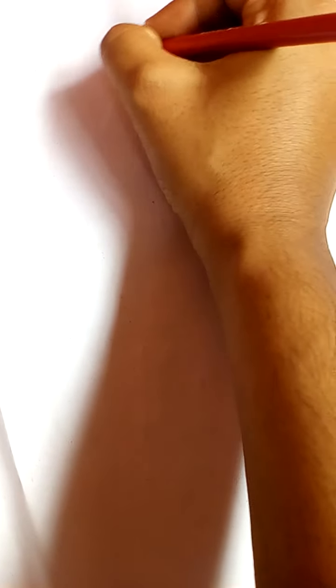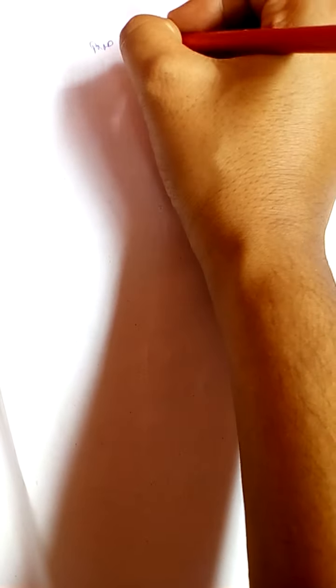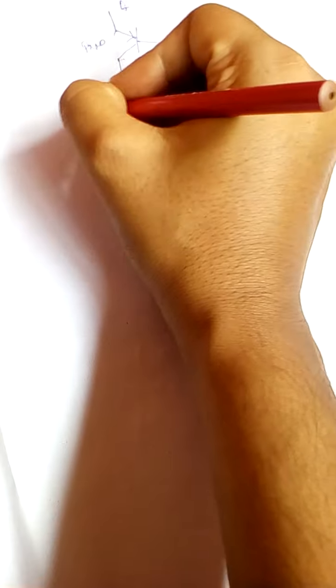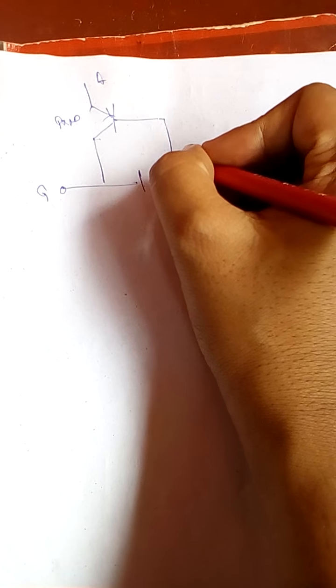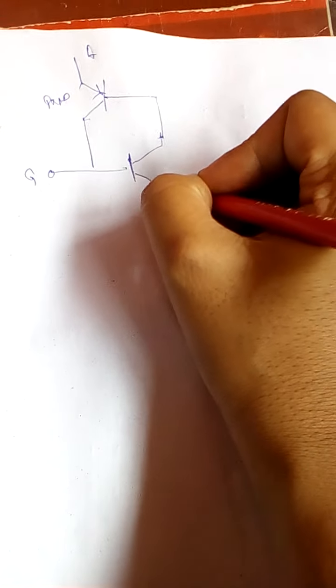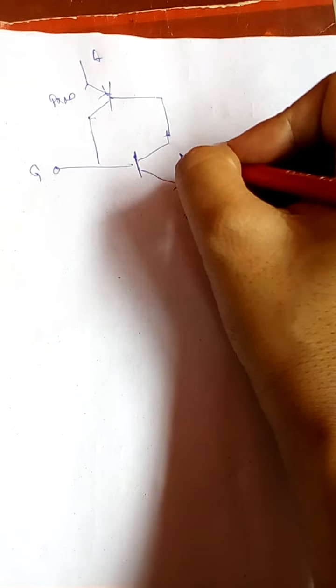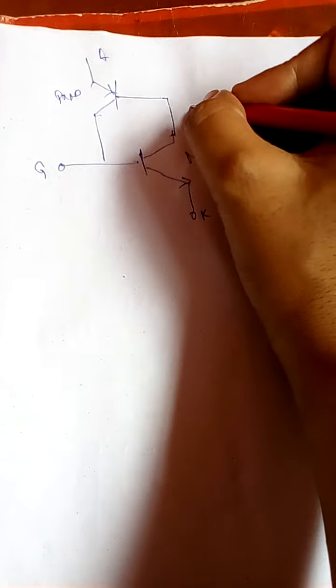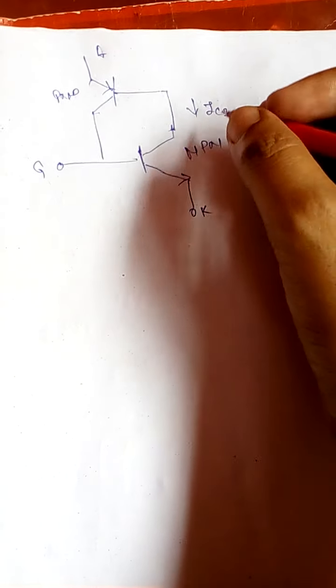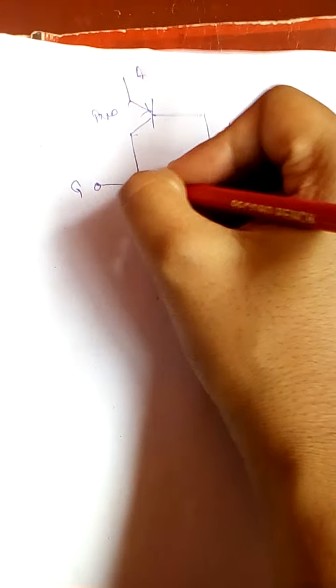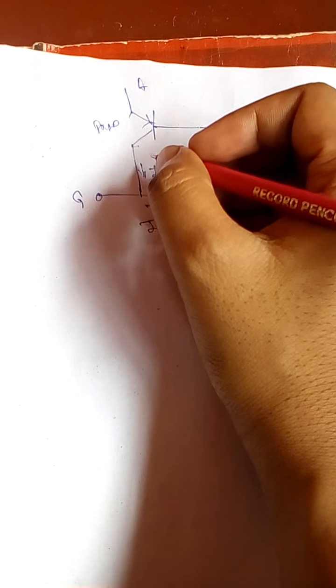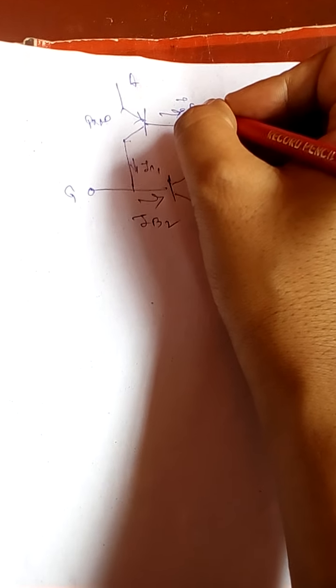Suppose there is one PNP transistor, where current is entering here, and there is the gate terminal here. This is the NPN transistor. Current is leaving, IC2 is the collector current, there is the emitter current, the base current is IB2, and from figure 1 this is IC1 and this is the base current IB1.